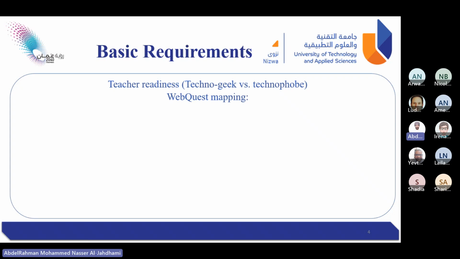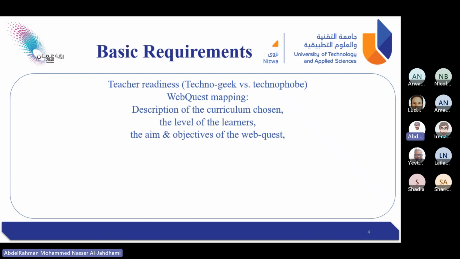So the second thing is the WebQuest mapping. There is a description of the curriculum chosen, for example, here we have the Pathways, and you need to see the level of the learners, the aim and objectives of the WebQuest. What are the aims and the objectives? I will give you an example. The mental capacities, what are the mental skills and mental capacities that we want the students to practice within this WebQuest. Linguistic skills and linguistic knowledge you want the students to go through in this WebQuest.